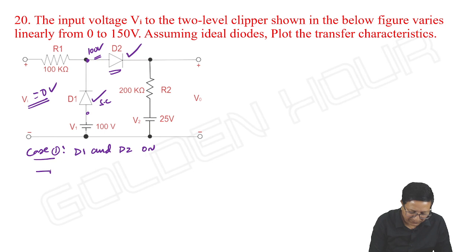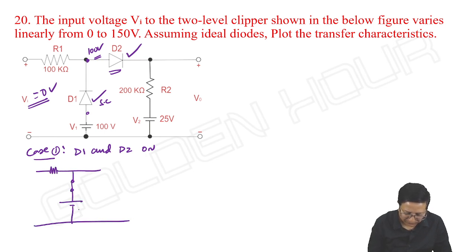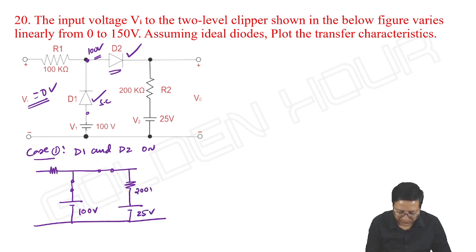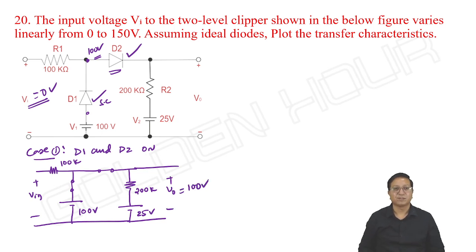Okay. Then the equivalent circuit is 100 volts, 25 volts, 200K, 100K, input, output. What is output, friends? 100 volts. Okay, that's it. And how long this is possible? As long as input is less than a particular breakpoint. Looks like 100. Input is less than 100.